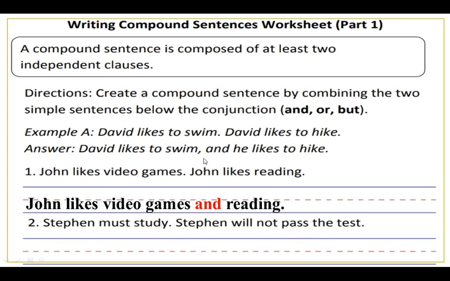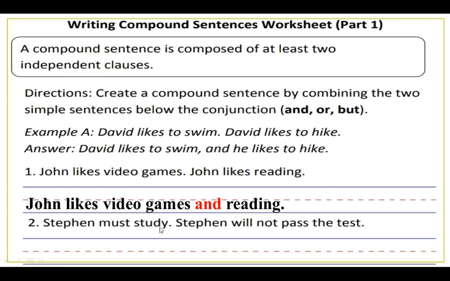So as you can see, these two sentences tell you the same thing, the same idea. So whenever two sentences have the same idea, we will use the conjunction and to combine the sentences. Okay, so you no need to repeat John likes, because over here also John likes, here also John likes. So we will use it one time only. So the full answer will be John likes video games and reading. Okay, next one, number two.